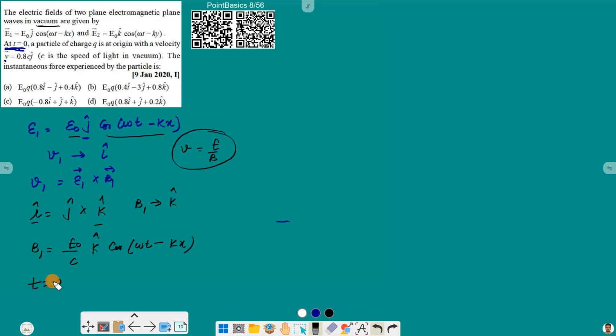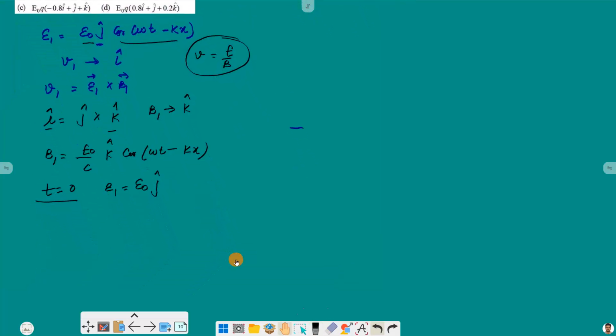Now let us find the values at t equal to 0. At t equal to 0, we have the electric field equal to E naught j cos of kx, and since the particle is at the origin, x will also be 0. So this cos term will reduce to 1 because cos 0 is 1. So we can say at t equal to 0, x is equal to 0, y is equal to 0, and if there is some z, then z will also be 0.